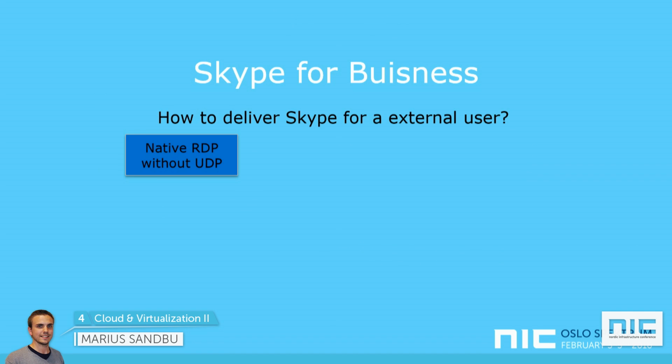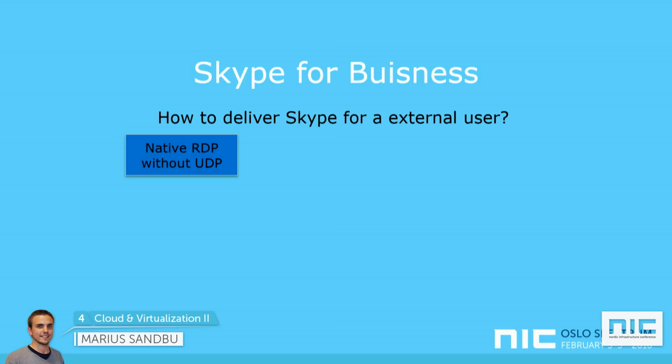So, Skype for Business. How can we deliver Skype for Business to an external user when they're accessing our application remotely? They can always have the client installed locally on their computer, but in most cases they don't have it and we don't need it. So what if we start a Skype for Business video call on an RDS host using RDP, for instance? Skype for Business uses a combination of different protocols, but mostly it is UDP-based traffic, right?